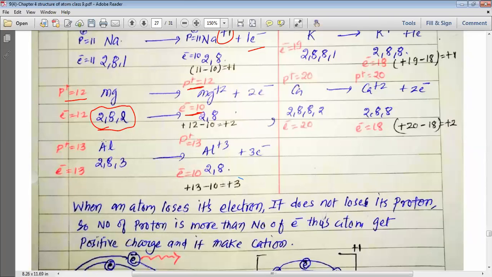Now we are well aware that charge is equal to number of protons minus number of electrons. We have number of protons equal to 12, number of electrons equal to 10, and that is why the answer is plus 2. So as the answer is plus 2, we can write the charge on magnesium as plus 2. And this is how the magnesium plus 2 ion is produced when 2 electrons are lost by magnesium.